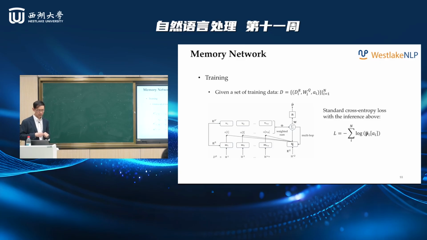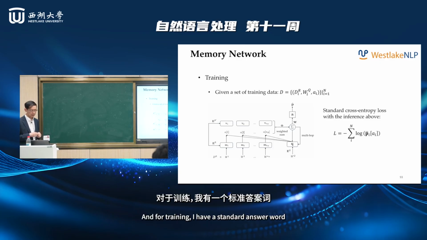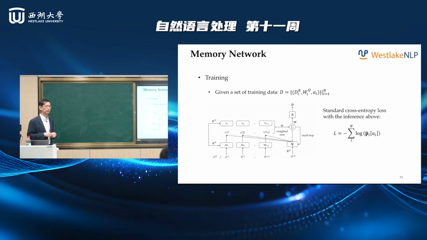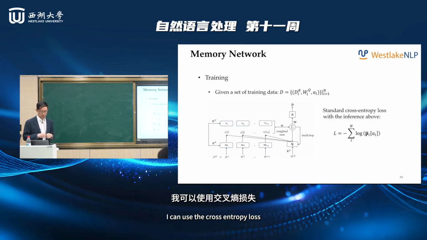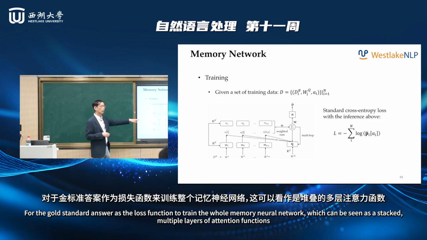And for training, I have a standard answer word. I can use the cross-entropy loss for the gold standard answer as the loss function to train the whole memory neural network, which can be seen as a stacked multiple layers of attention functions.